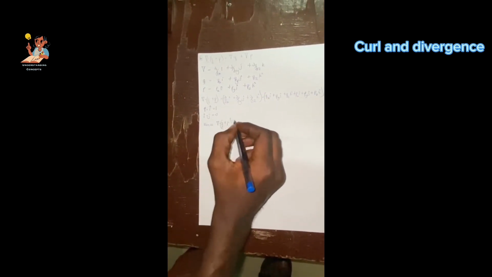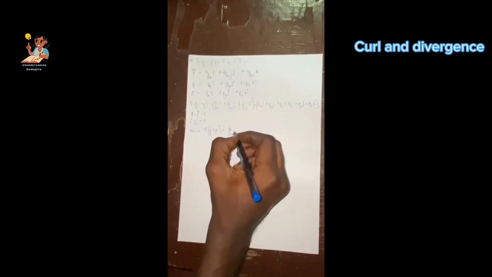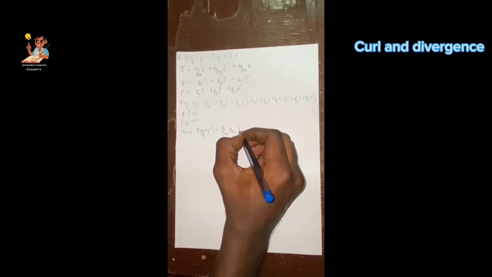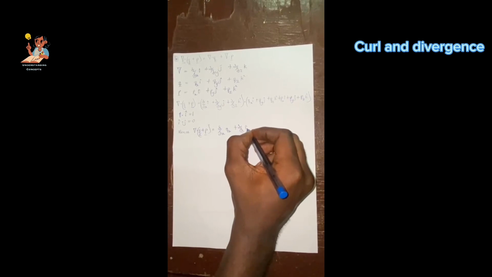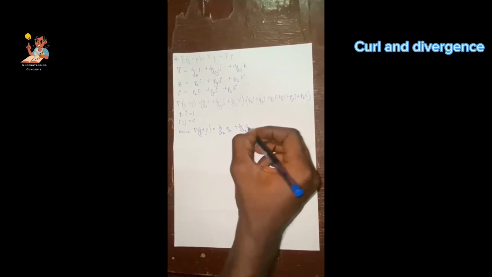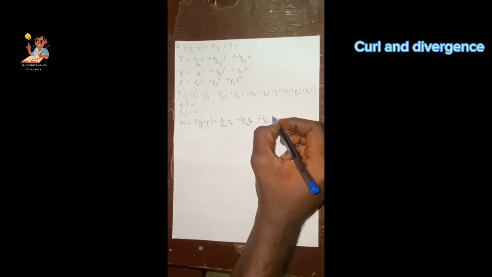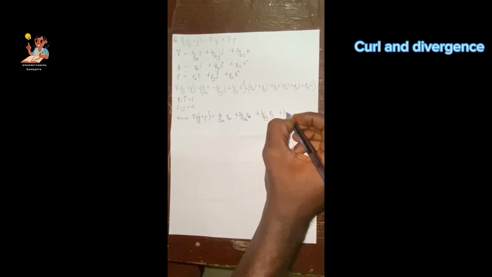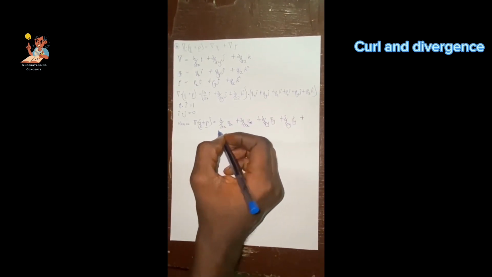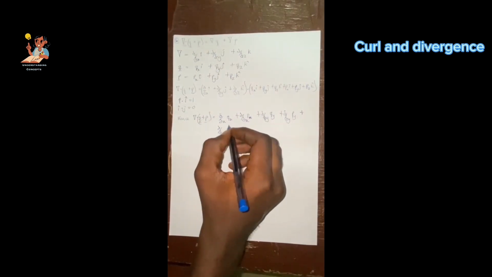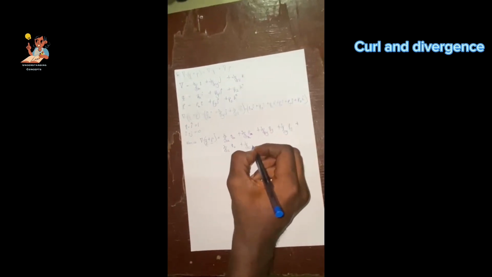divergence on this. The summation of both vector fields is equal to partial of Qx with respect to x, plus partial of Px with respect to x, plus d/dy of Qy, plus d/dy of Py, plus d/dz of Qz, plus d/dz of Pz.